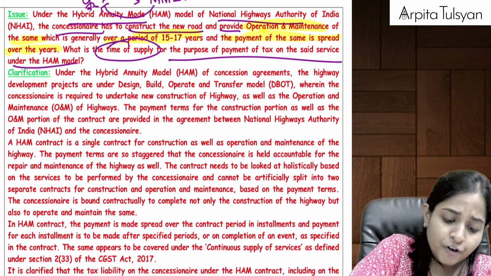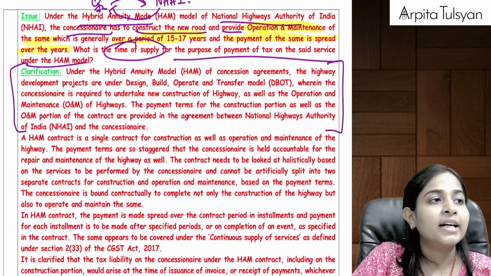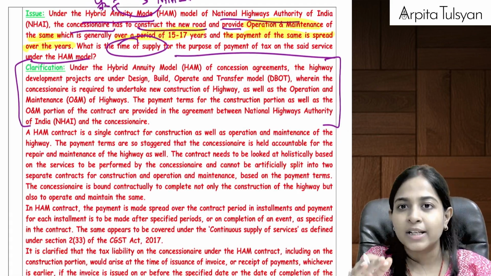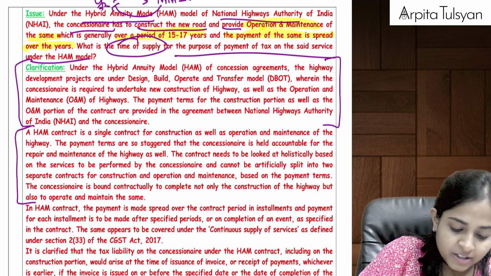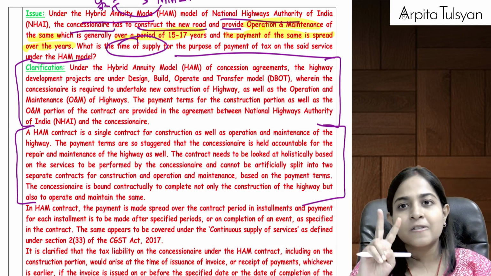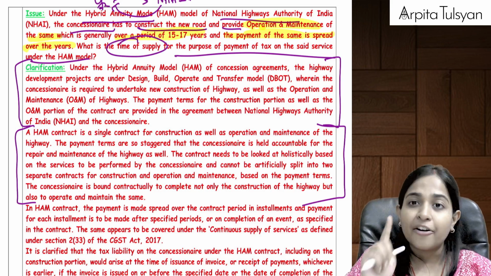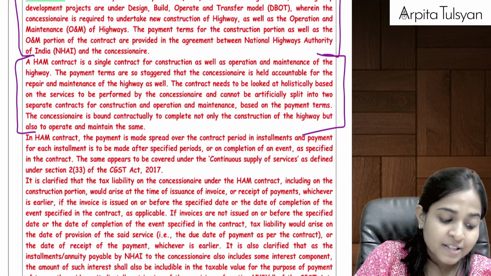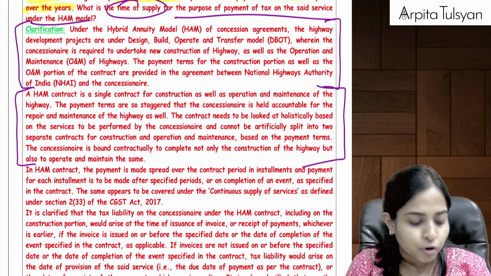So the first thing that they are making us understand here is that this is not only a construction service, where once you construct, the work is over. No, it is not only construction service. Here the concessionaire is responsible for two things. One is to construct the road first, and after that even to maintain it for some number of years. That is what they are trying to make us understand in the first two paragraphs.